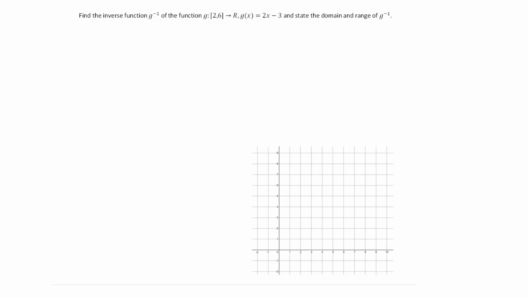So we are going to work through this question before us. It says, find the inverse function of the function this and state the domain and range of the inverse. All right, the very first thing that we need to notice here is the fact that our original function has a restricted domain. That's going to be very important because it's going to impact the domain and range of our inverse.